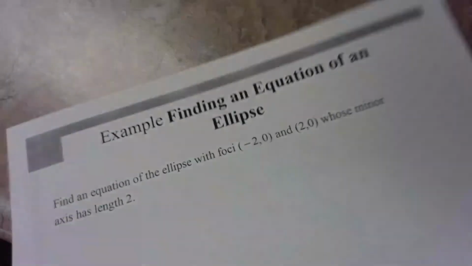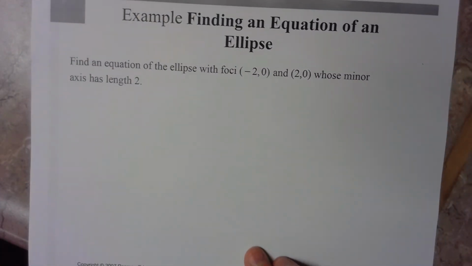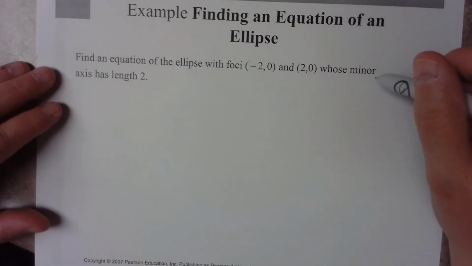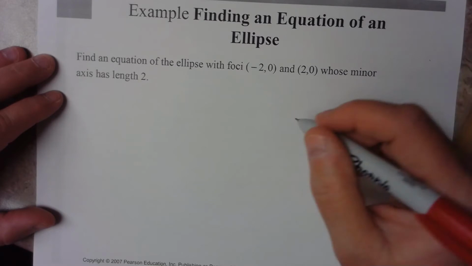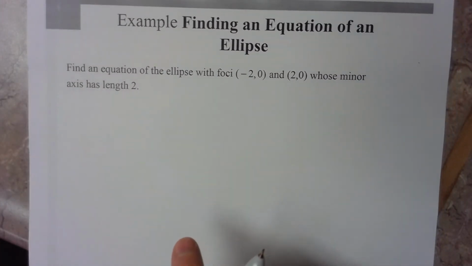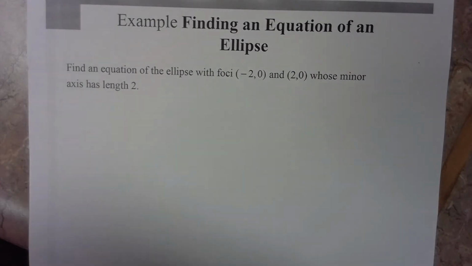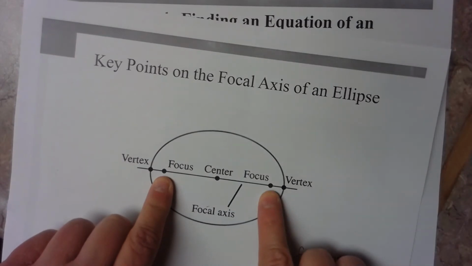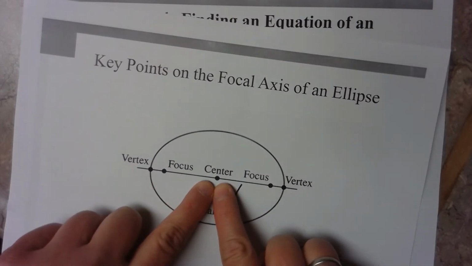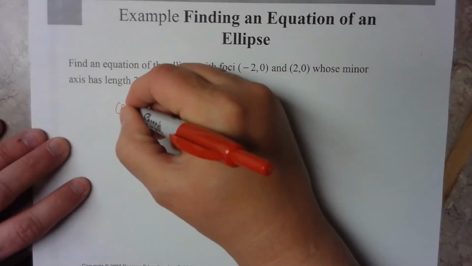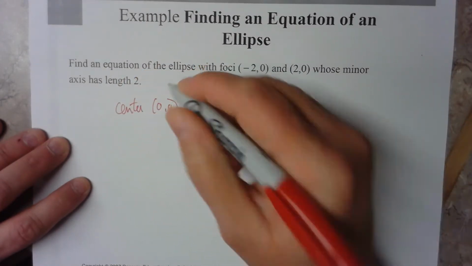Yep. Oh, another problem. Find an equation of the ellipse with foci at plus or minus 2 whose minor axis has a length of 2. Well, first of all, we have to find the center. And the center is right in the middle of the two foci. So here is a focus at -2, 0, and this is +2, 0. So between -2 and +2, halfway in between is going to be 0. So I know that my center is at the origin. So center is 0, 0.